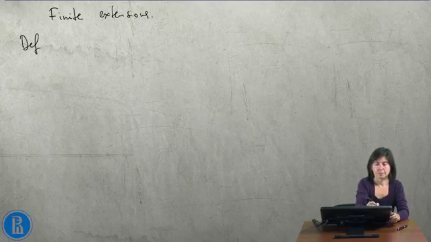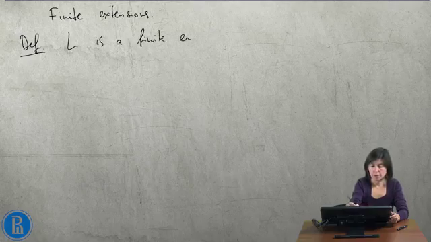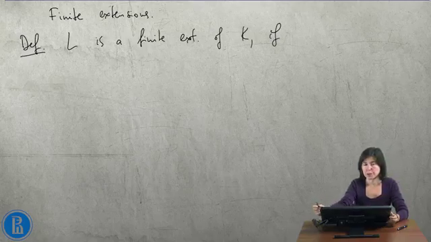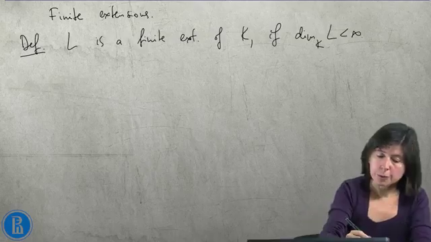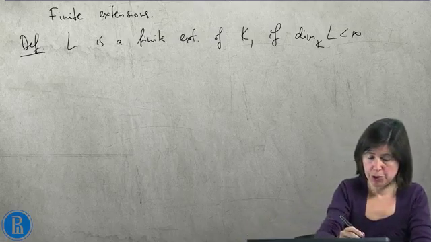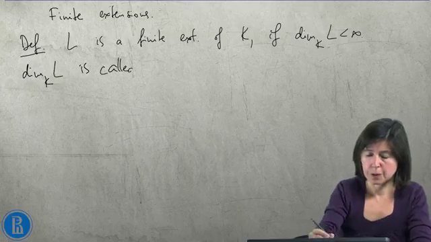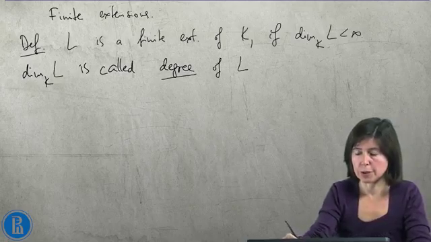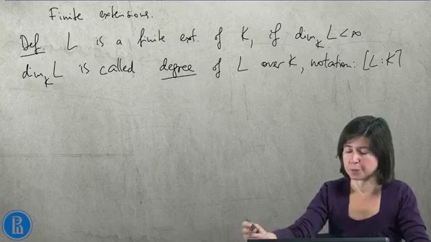Let me now define what is a finite extension. L is said to be a finite extension of K if it is a finite dimensional K vector space. The dimension of L over K is called the degree of the extension. It is called the degree of L over K, and it's denoted as follows: [L : K].